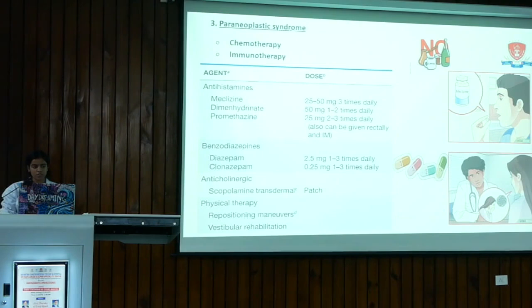The following drugs are given. Antihistaminics like meclizine, dimenhydrinate, and promethazine are suggested, but not for a longer period of time as they dampen the compensatory mechanism of the body. Benzodiazepines like diazepam and clonazepam are suggested. Anticholinergic drugs like scopolamine transdermal patch are given. Physical therapy like repositioning maneuvers and vestibular rehabilitation is advised to the patient. Though all these drugs are mainly useful in treating peripheral vertigo, they do not play much role in treating central vertigo.